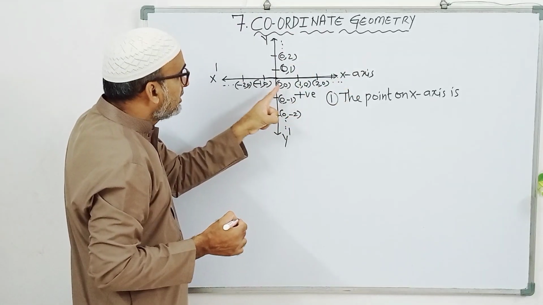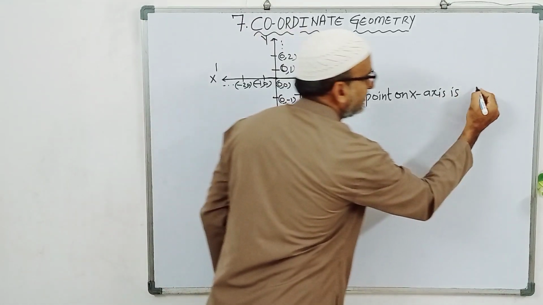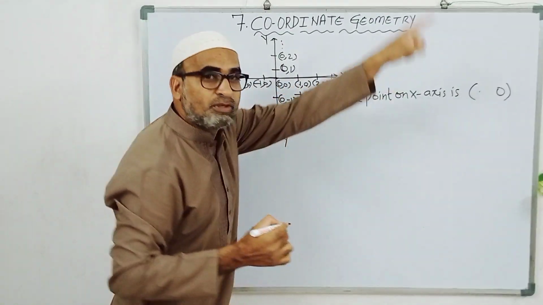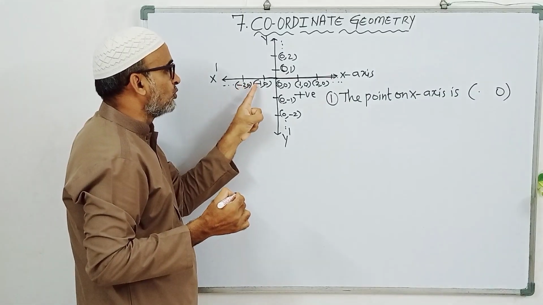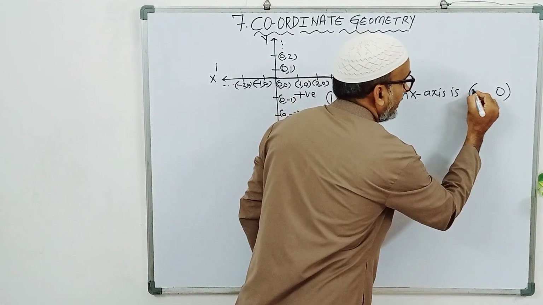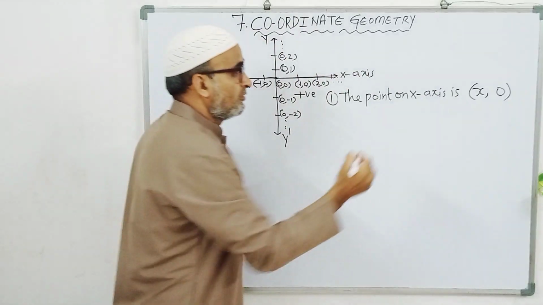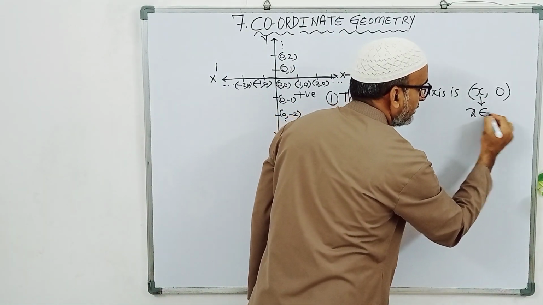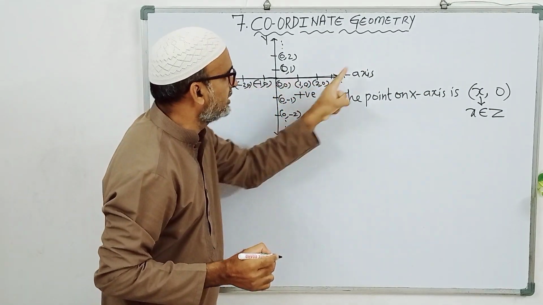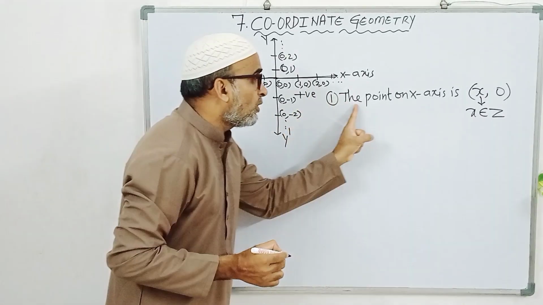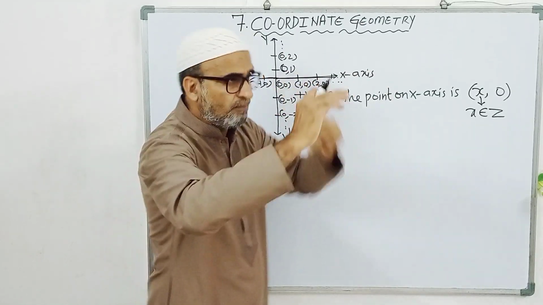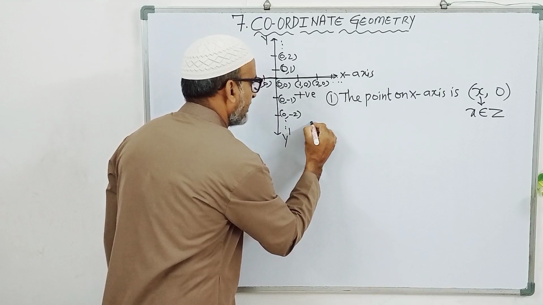Generally what you will write means the point of y is the same. X point, y point. Y point is the same: 0, 0, 0, 0. The point of x is changing: minus 2, minus 1, 0, 1, 2, like that. Means what? (x, 0), where x belongs to Z, any integer: minus 2, minus 1, 0, 1, 2, 3, like that. Generally the point on x-axis is (x, 0). The point of x will be something, the point of y will be 0. That is the point.